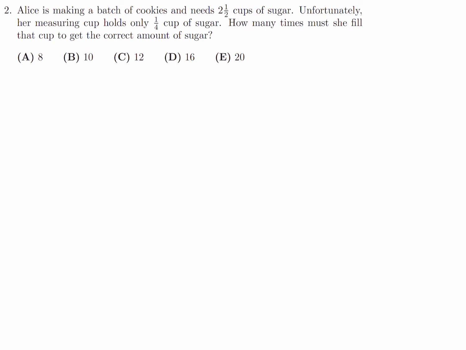Alice is making a batch of cookies and needs 2.5 cups of sugar. Unfortunately, her measuring cup holds only a 1/4 cup of sugar. How many times must she fill that cup to get the correct amount of sugar? Well, you take 2.5 and you divide by 1/4. And that's pretty much how you would do this question.